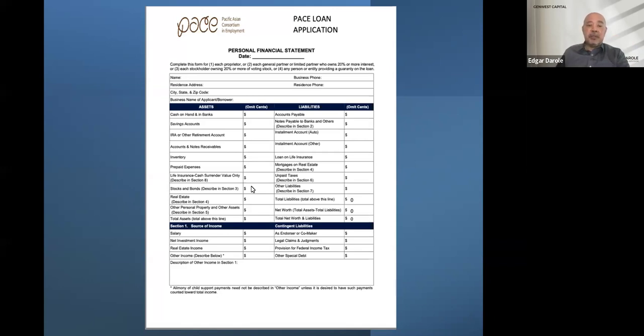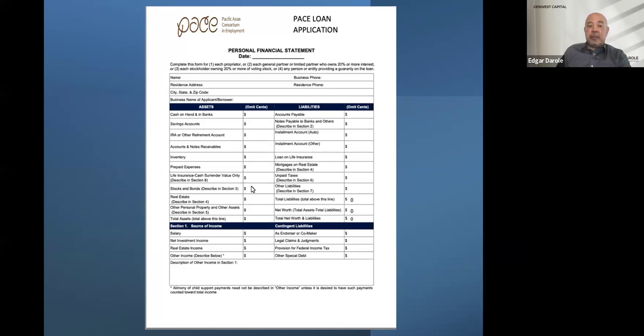Section 1 of the personal financial statement, or PFS as we normally call it. Source of income, your salary. You can put in your monthly salary or your annual salary. Net investment income, real estate income, or if you have any other income, you can describe it below.